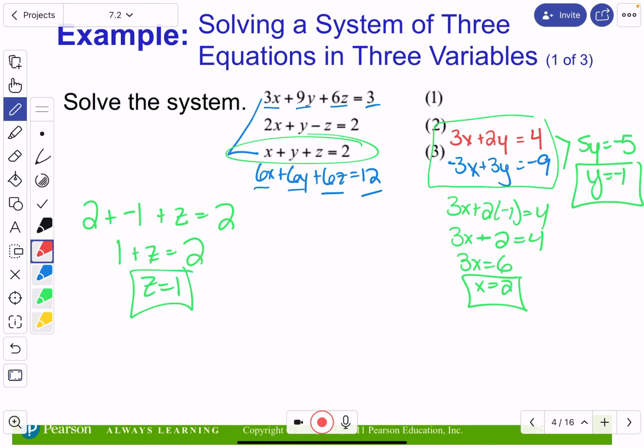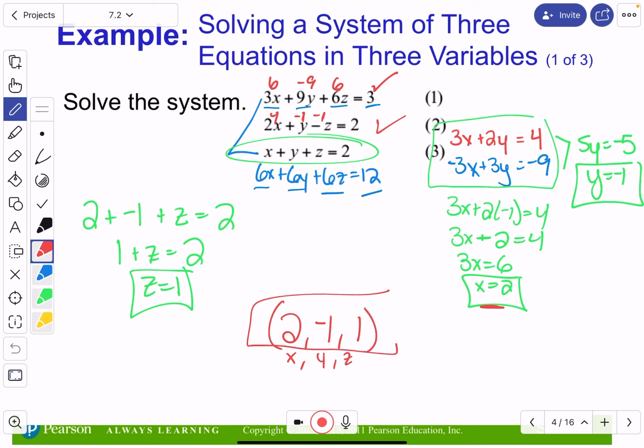So we should check those. It's always good to check. So 3 times 2 is 6. 9 times negative 1 is negative 9. 6 times 1 is 6. 12 minus 9 is 3. Works in the first equation. 2 times 2 is 4, because I substituted the x value. 4 minus 1 is 3. And 3 minus 1 is 2. So it works in all 3, which means our answer, our ordered triple, always goes x, y, z. So our answer is 2, negative 1, 1.